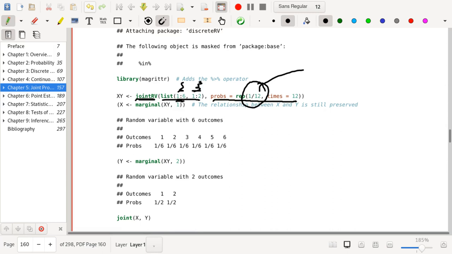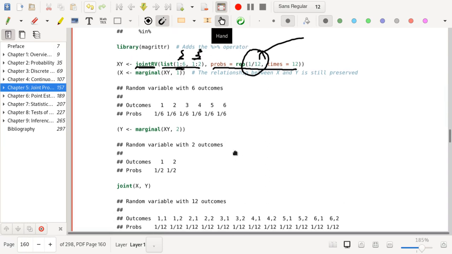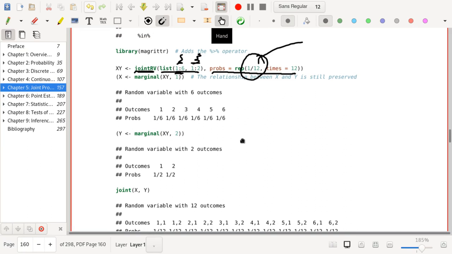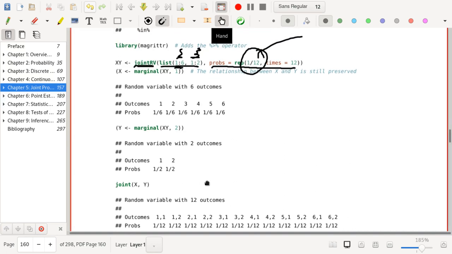So, yeah, it's a little unclear if we didn't have necessarily an equal weighting, but you could probably see the documentation to understand how exactly to set the probabilities. Anyway, we can in fact compute marginal distributions, so marginal XY1 will get you the marginal distribution of X. It tells you basically X is a die roll, and we can do the same thing for Y as well.